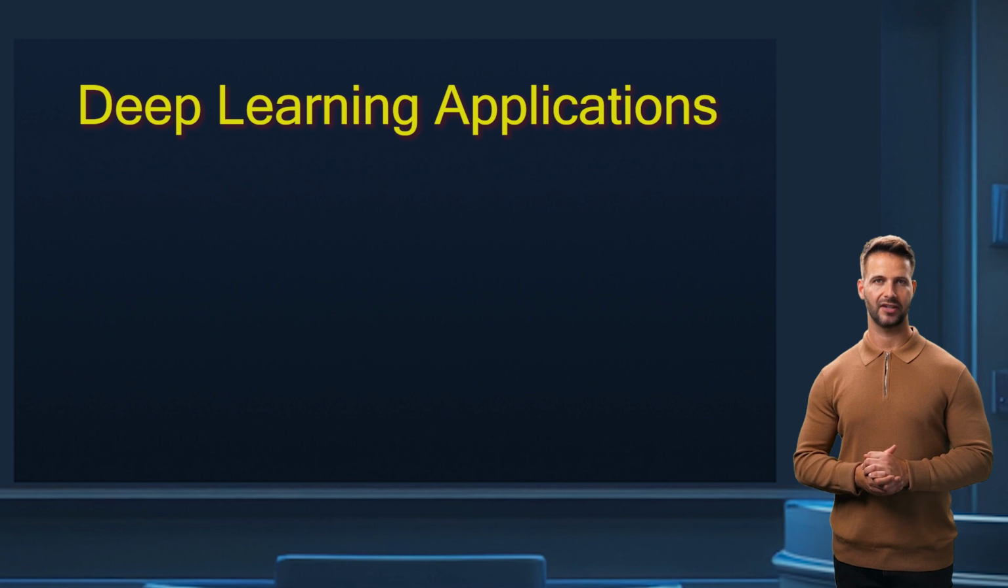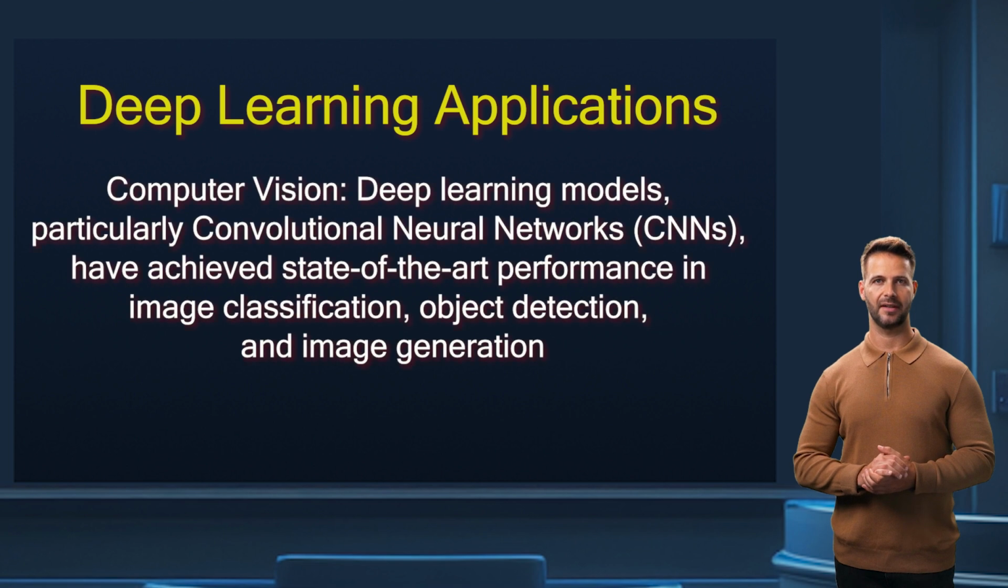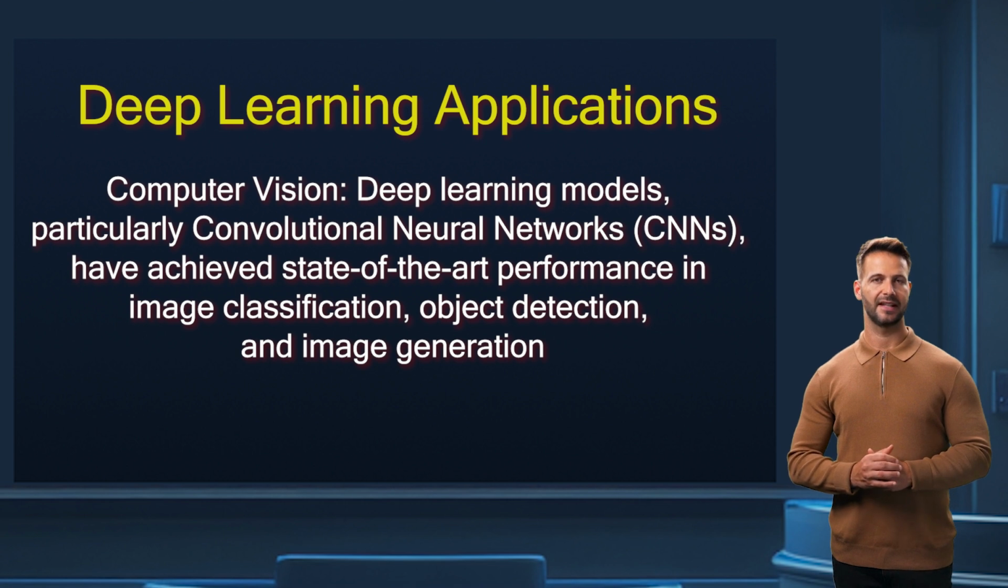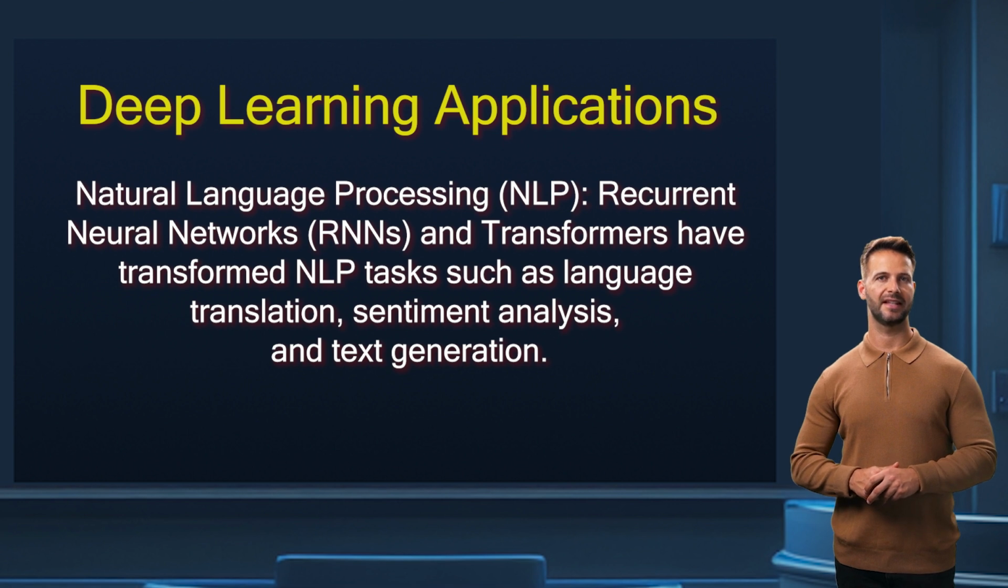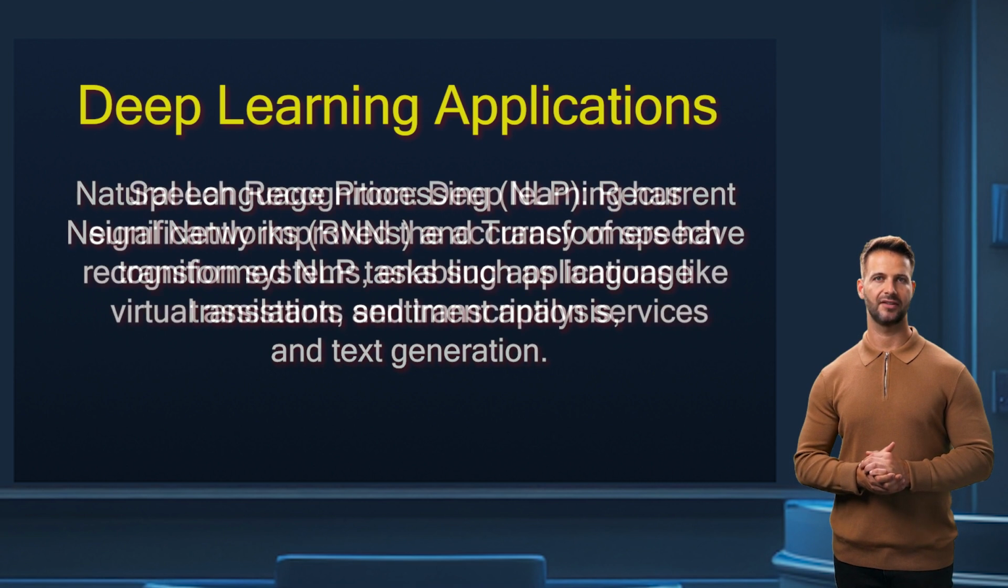What about the applications of deep learning? Deep learning has revolutionized various fields, including computer vision. Deep learning models, particularly convolutional neural networks, CNNs, have achieved state-of-the-art performance in image classification, object detection, and image generation. Also, natural language processing, NLP. Recurrent neural networks, RNNs, and transformers have transformed NLP tasks such as language translation, sentiment analysis, and text generation.